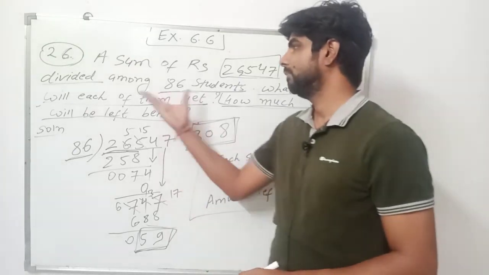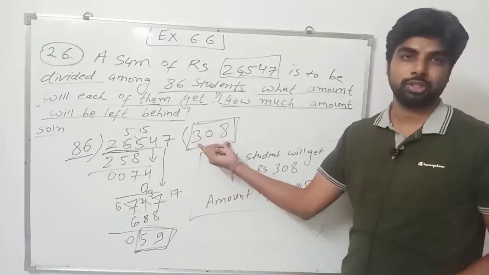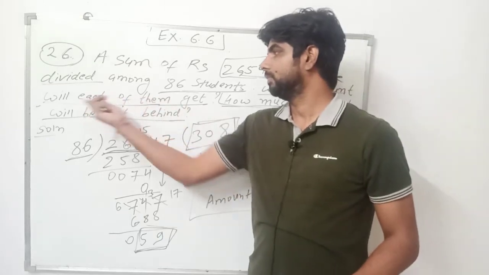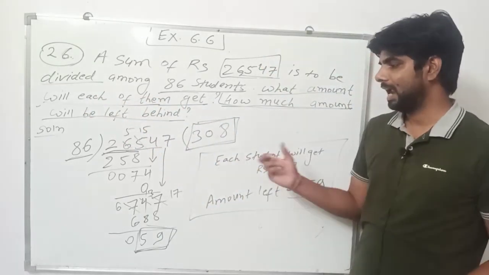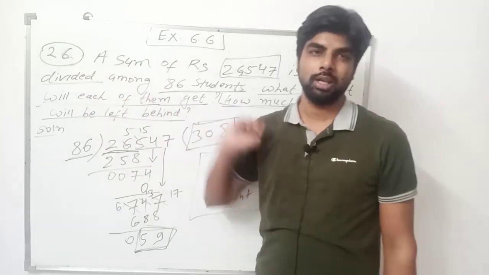What we have to do is first divide this amount by 86. Whatever is the quotient, that quotient will be the amount which each of them will get, and the remainder will be the amount left. So this is question number 26.